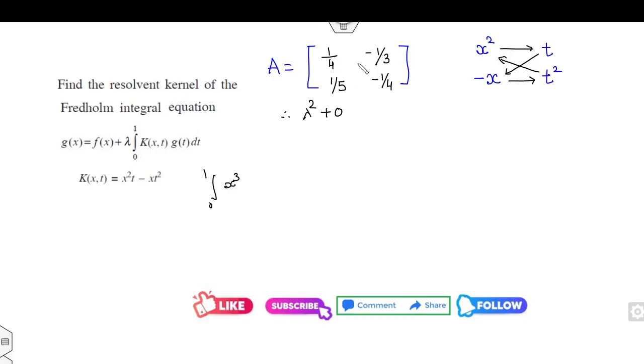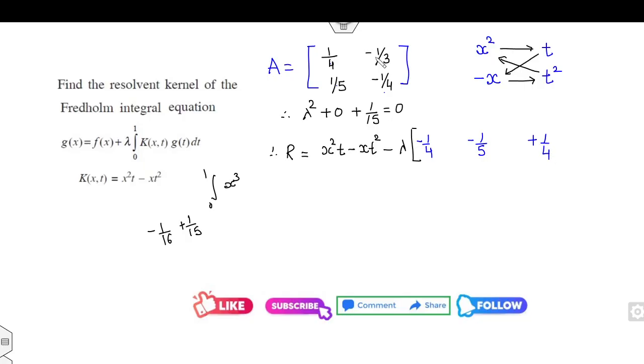so therefore आपकी इक्वेशन क्या बन गई, लैम्डा स्क्वायर प्लस 0 एंड डिटर्मिनेंट इज -1/16 प्लस 1/15, so that will be 1/15, so therefore resolvent kernel will be, जो इक्वेशन है आपके पास, x² minus xt² minus lambda, start from this first value positive, second value negative, third value positive, and fourth value negative, minus minus plus 1/3.